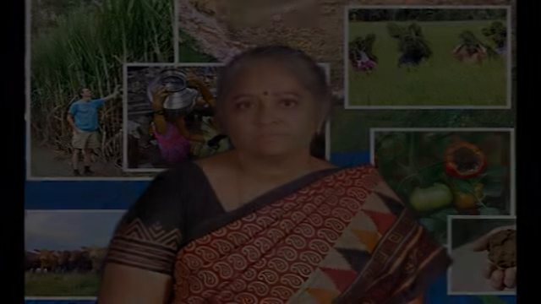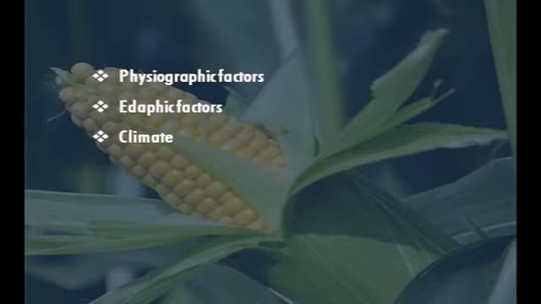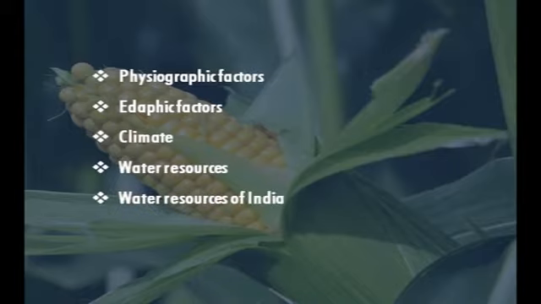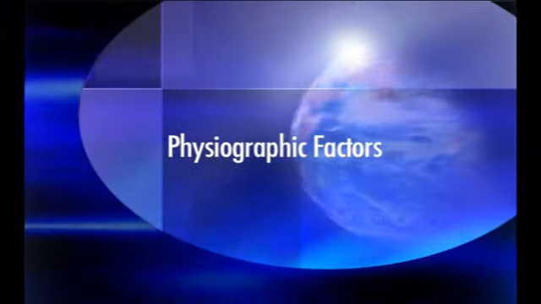In this lesson, let us examine how these factors influence the overall agricultural development from the following headings: physiographic factors, edaphic factors, climate, water resources. Physical factors affecting Indian agriculture. Physiographic factors.